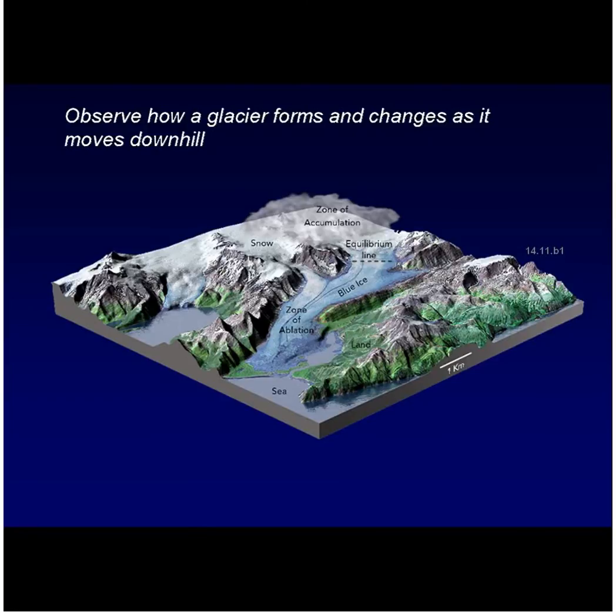So what about how a glacier forms and changes as it moves downhill. And what we see in this particular figure here is a zone of accumulation, a zone of ablation, and an equilibrium area between the two.